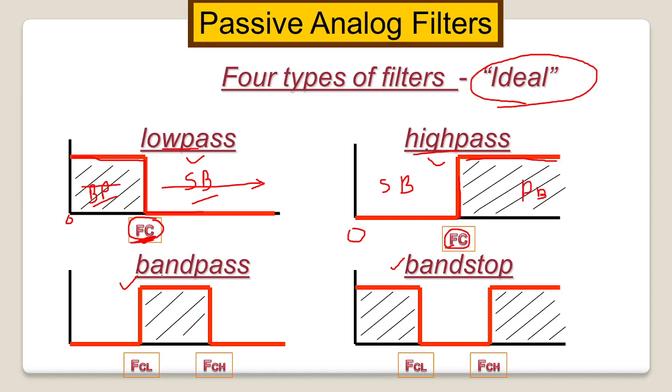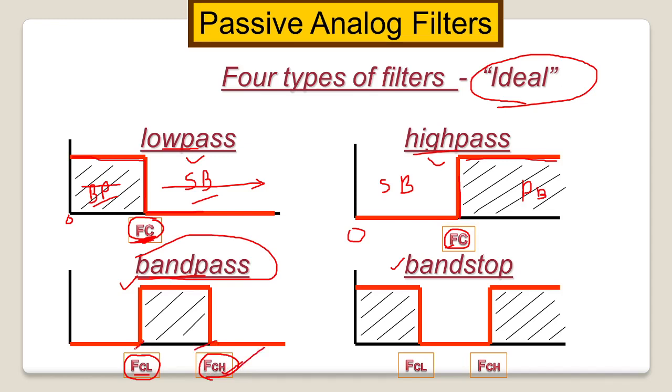The third filter is the band pass filter. The name is band pass, that is, a band of frequencies is passed by this filter. The lower cutoff frequency is denoted by FCL, and the higher cutoff frequency is denoted by FCH, where H stands for higher.